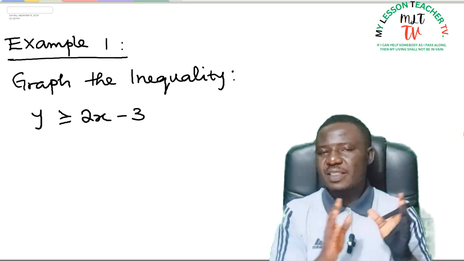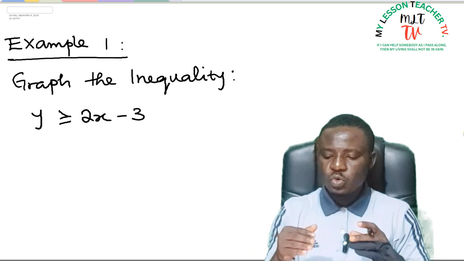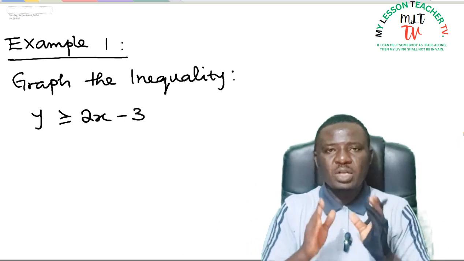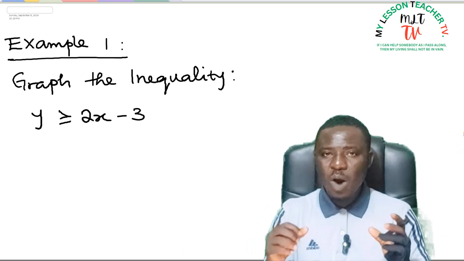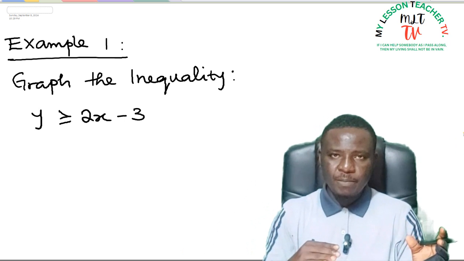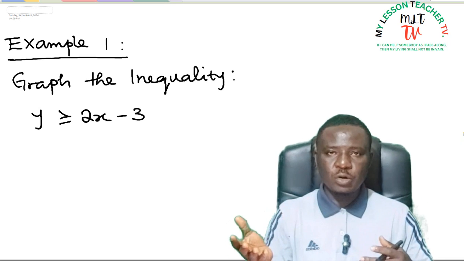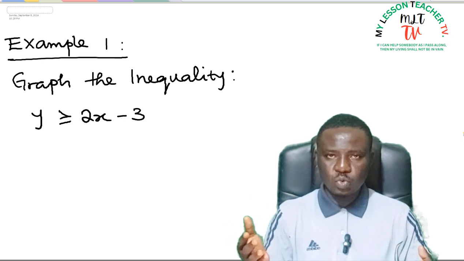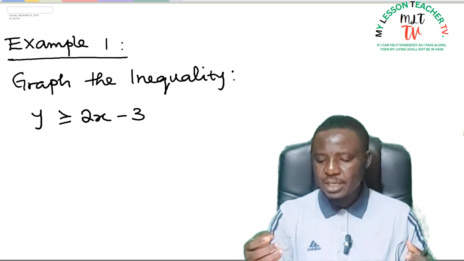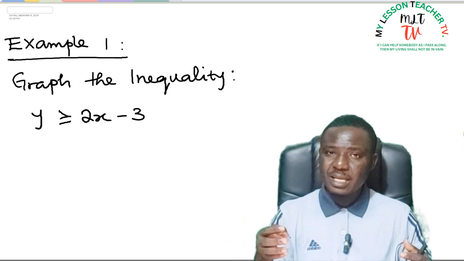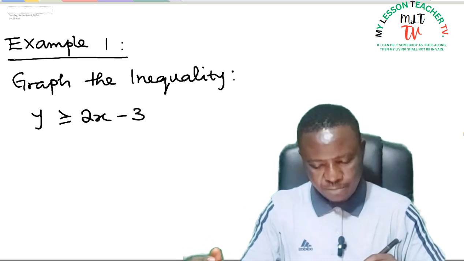Example 1 says we should graph the inequality y is greater than or equal to 2x minus 3. Now, what you have to do in this exercise is to first of all determine the graph of y is equal to 2x minus 3. Thereafter, that graph divides the plane into two regions, which I refer to as region 1 and region 2. We shall then test the values of region 1 and region 2 to determine the region that gives the solution of y is greater than or equal to 2x minus 3.